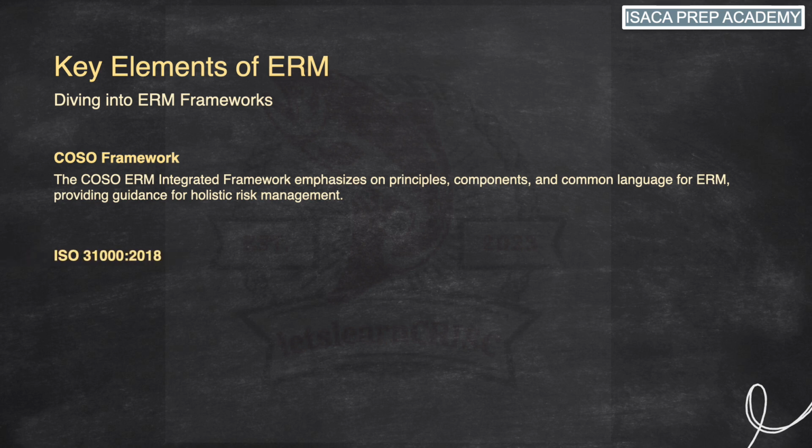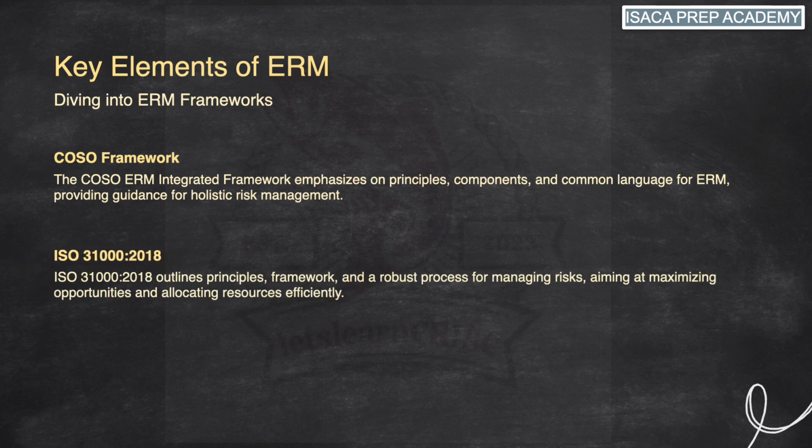Next, about ISO 31000:2018. Friends, it is an international standard that provides guidelines and principles for risk management. It offers a framework and a systematic process for organizations to identify, assess, and manage risks effectively. The goal is to help organizations make better decisions, seize opportunities, and allocate resources efficiently while navigating uncertainties.